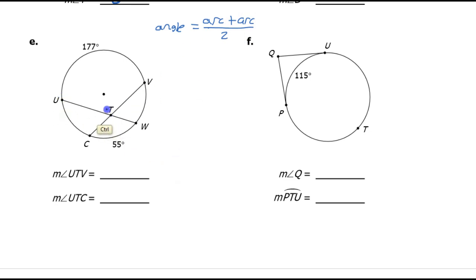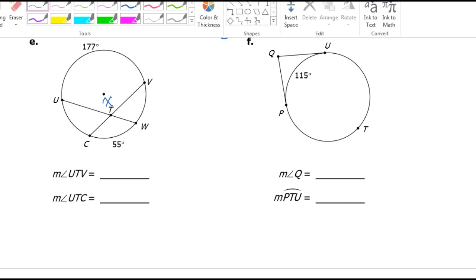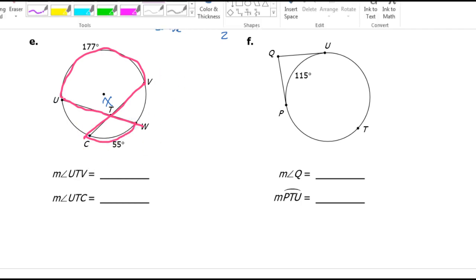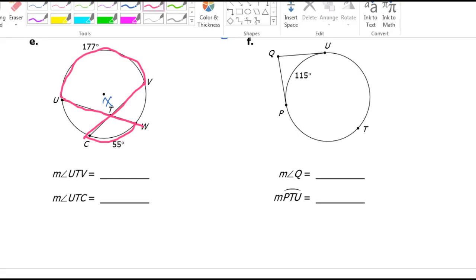Okay, so UTV. The first angle that we're supposed to find is the one where I just put an X right now. So focus your eyes on this hourglass I'm about to draw. I'm going to take the angle we're looking for and make an hourglass out of it. That's my first hint to you, Charlie. So Charlie, set up the formula for me.